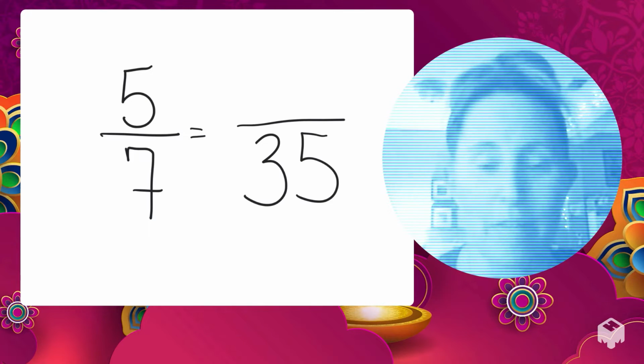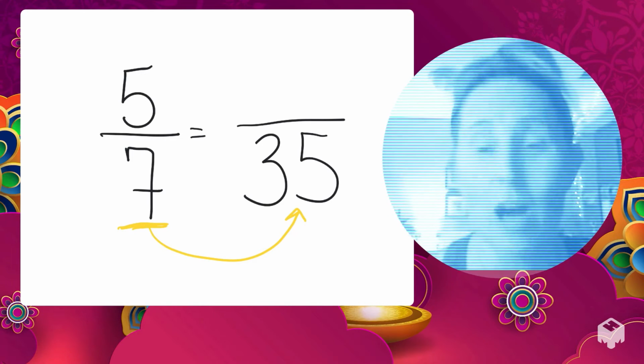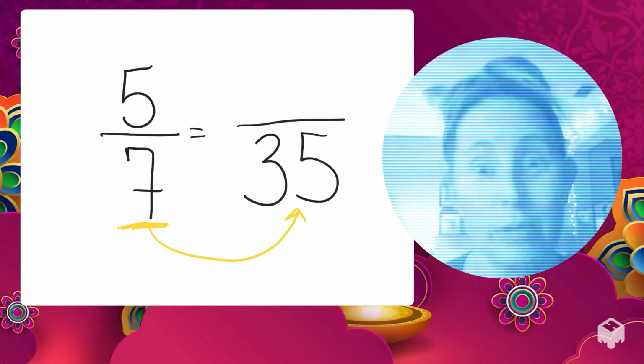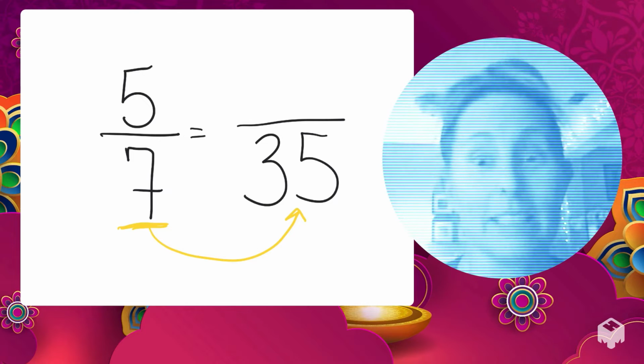So let's say we've got 5/7 and we're trying to turn it into 35ths, which you might be thinking, why would I want to do that? Well, when we add and subtract with fractions, we often need to make an equivalent fraction with a different bottom number. So this skill is going to lead into some really fancy fraction work.